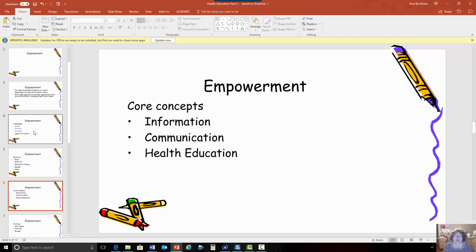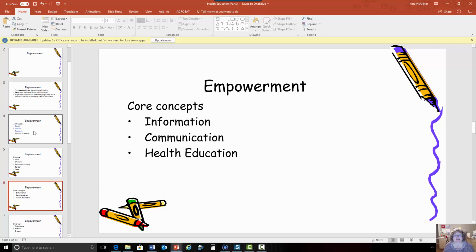So the core concepts of empowering are providing information, getting communication, and also providing health education. So we want to find out what information the person already understands and what information that they need. We want to find the best way to communicate that to the patient.